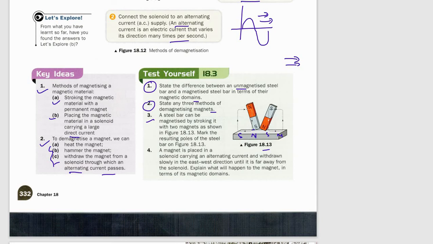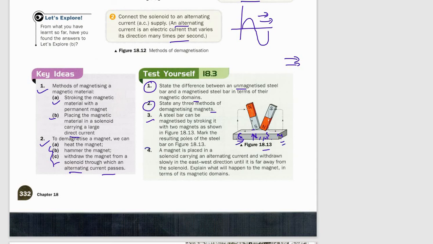This is one of the efficient ways, where two magnets which have different poles are stroked over the bar. If this is your north, this will be the south, so they will cancel each other, and finally you have the polarity south on this side and north on this side.